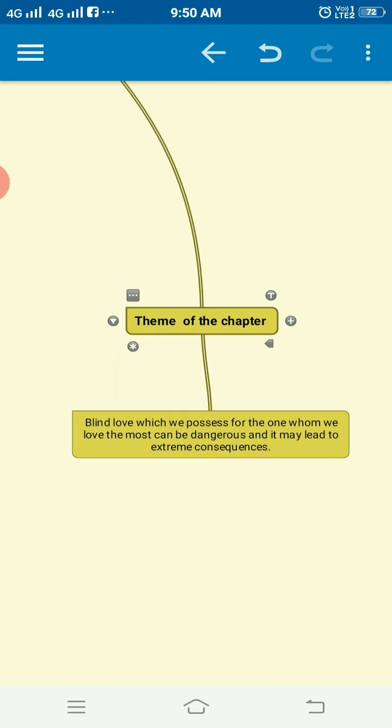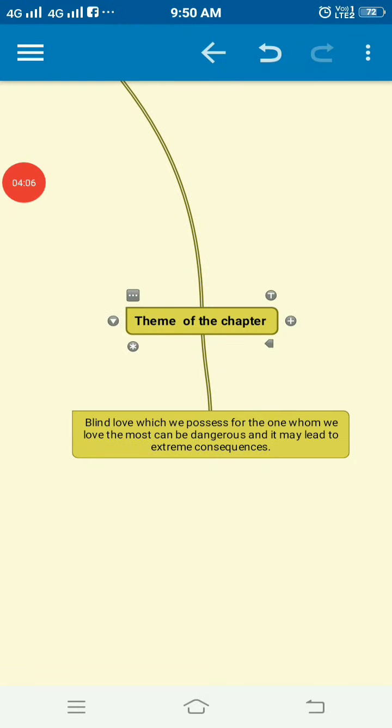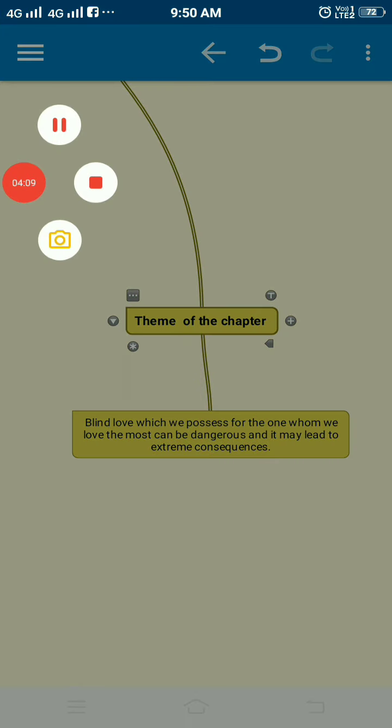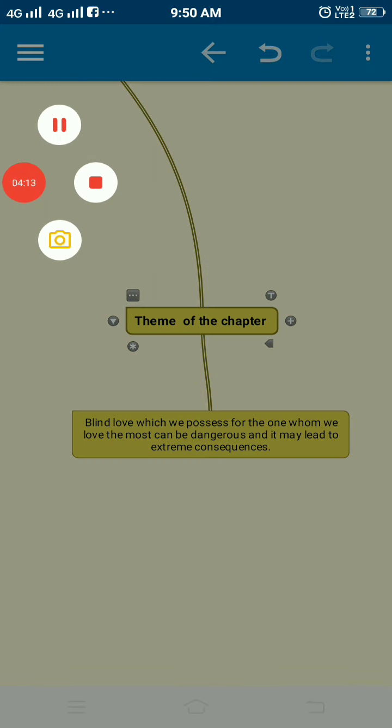Now let us talk about the theme of the chapter. The story revolves around the blind love which the lady possesses for the dog, and excess of everything is dangerous, as the saying goes. So what extreme consequences were faced by this small dog after his mistress fed him so much? Let's now read the story and try to find out what happens and how it happens.